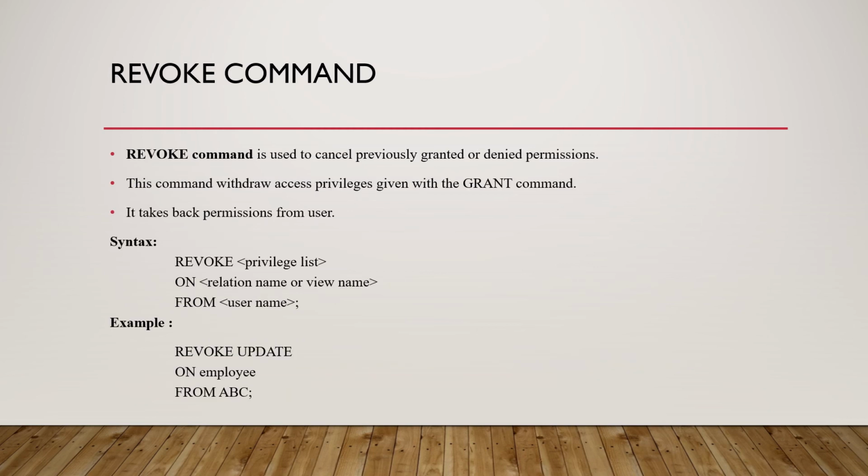And next command is revoke command. Revoke command is used to cancel previously granted or denied permissions. This command withdraws access privilege given with the grant command. It takes back permission from user. Syntax: revoke privilege list on relation name or view name from username. Example, revoke update on employee from ABC. It cancels the previously granted permissions.